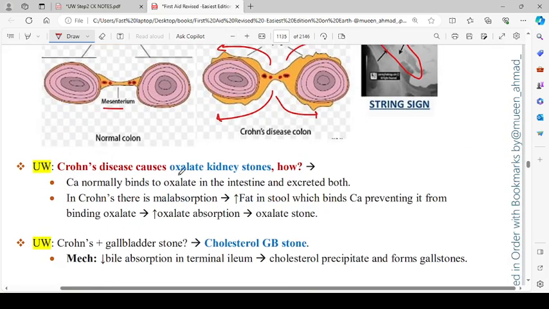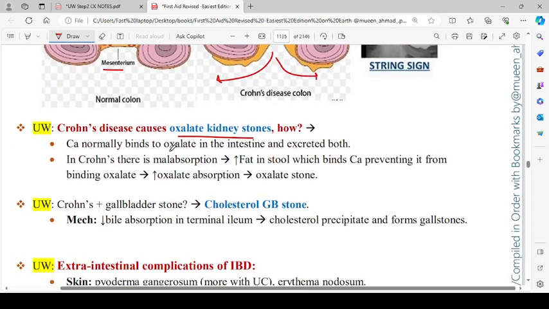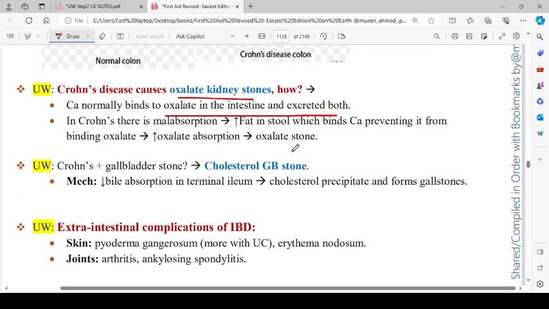The UWorld point: Crohn disease causes oxalate kidney stones. How? Calcium normally binds to oxalate in the intestine and is excreted.